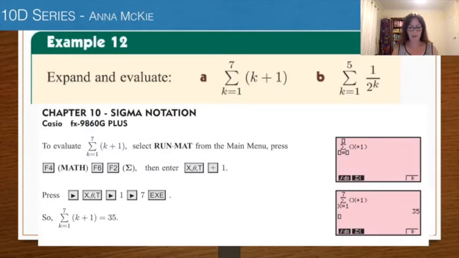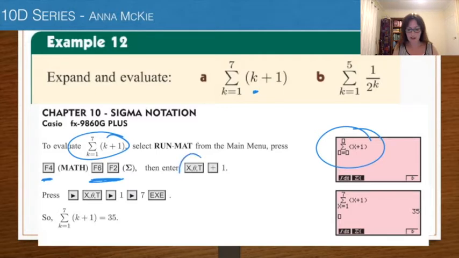Yes, here I am. So, in your run mode on Casio, to evaluate that sum, we want to push F4 Math so that you get that on your screen. Hopefully they're the right settings for your calculator. And instead of a K, you're using X, not alpha X. You need to use that button for the X and adding on 1. And you arrow across each time so that you can substitute in the different values here.